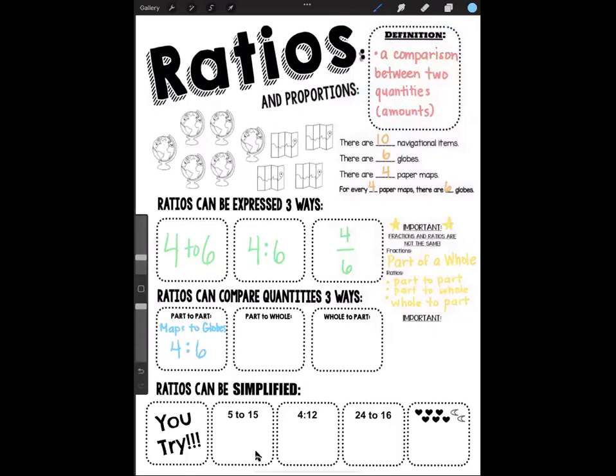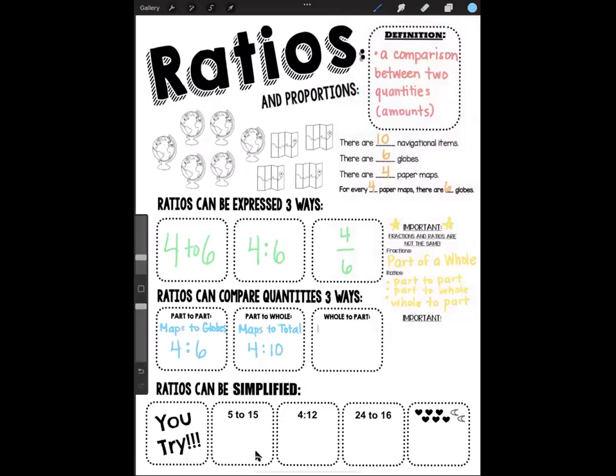Another option is part to whole. So we could look at how many maps to how many total items. So we have 4 maps and we have 10 total items. So that's 4 to 10, 4 maps, which are part of the navigational items, to 10 total, which is the whole thing. Globes to total would be another part to whole relationship. And then whole to part is just the opposite of that.